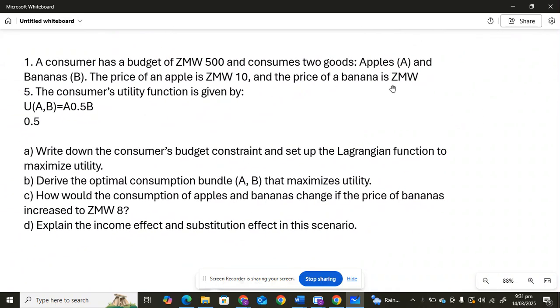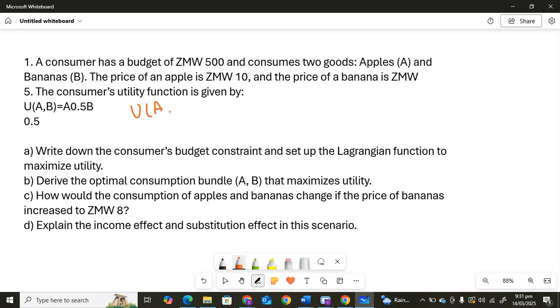Okay, so we have a question here. A customer has a budget of 500 kwacha and consumes two goods, apples and bananas. The price of an apple is 10 kwacha and the price of a banana is 5 kwacha. The consumer's utility function is given by U(A,B). Let me write it properly here. U(A,B) equals A to the power 0.5, B to the power 0.5.